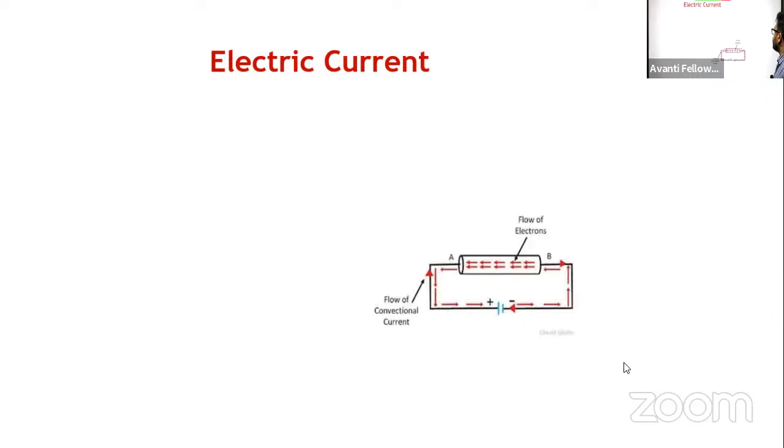Now let's begin. Electric current. Basically, what is electric current? Many students say that it is nothing but the flow of charges. Of course, it is nothing but the flow of charges. See, we have a cell. Electrons will be flowing from the negative terminal of the cell to the positive terminal of the cell. We all know that electrons have negative charge. So the conventional direction of flow of current is taken as from the positive terminal of the cell towards the negative terminal of the cell.